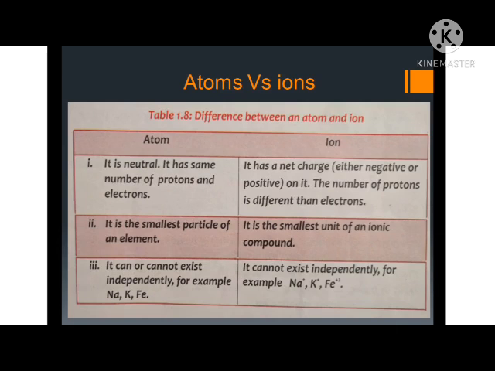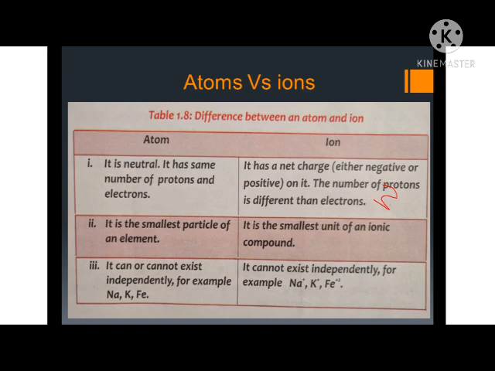Difference between atoms and ions. Atom is neutral. It has the same number of protons and electrons, as discussed. Because of the equal number of protons and electrons, the positive and negative charges cancel the effect of each other. That's why the atom is neutral. While in ions, it may be positive because of protons, or negative because of electrons. If the number of electrons is more, then the atom will be negatively charged. If the number of protons is more, then it will be called positive.